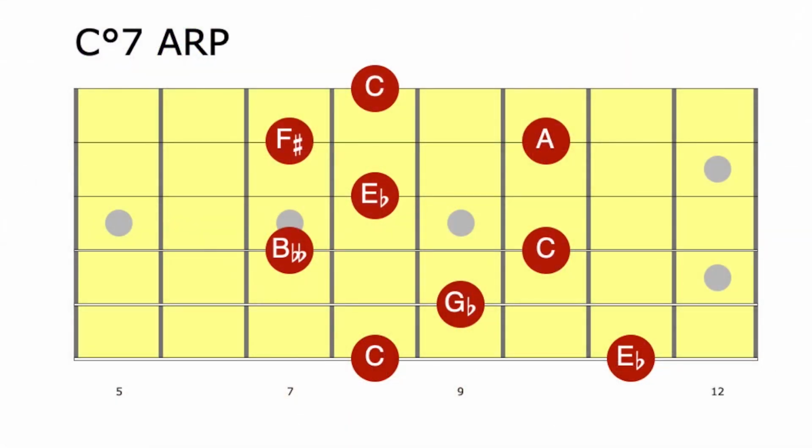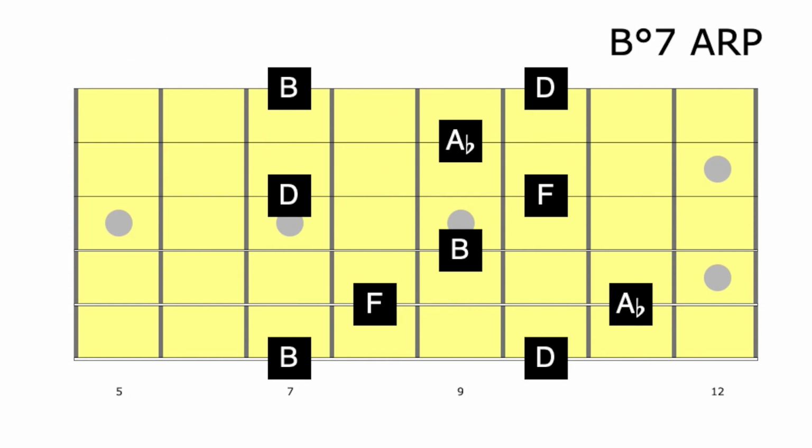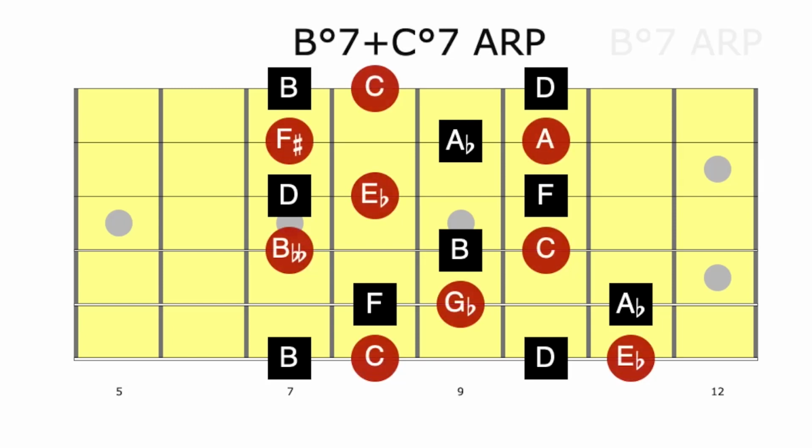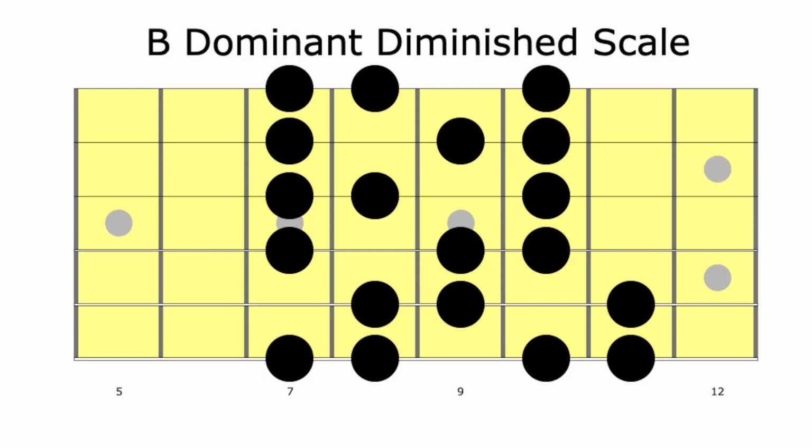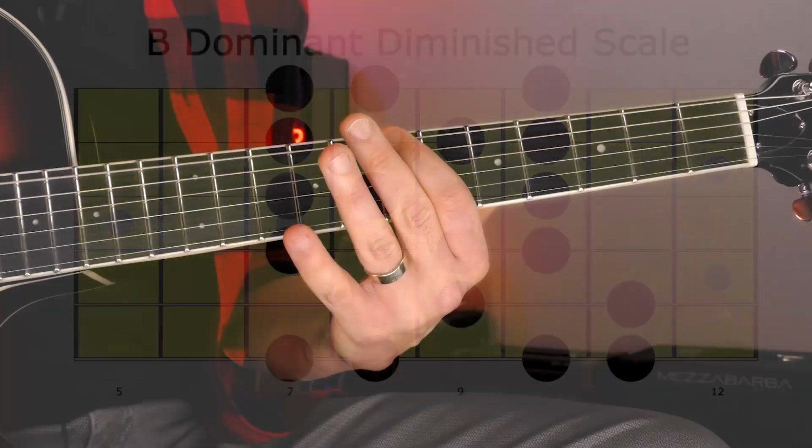So let's have a look at the C diminished arpeggio and B diminished arpeggio. If we overlay the two arpeggios, we will get the B diminished dominant scale or B dominant diminished scale. That is very important because remember that the symmetricity is our rule.